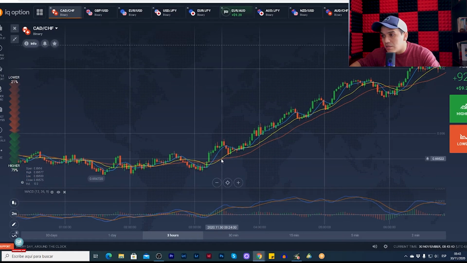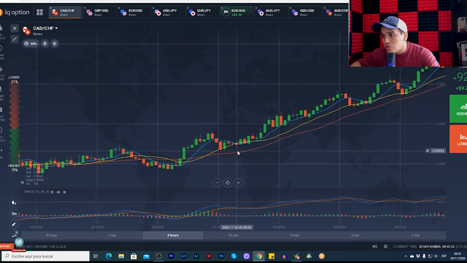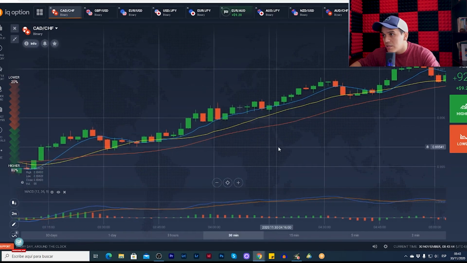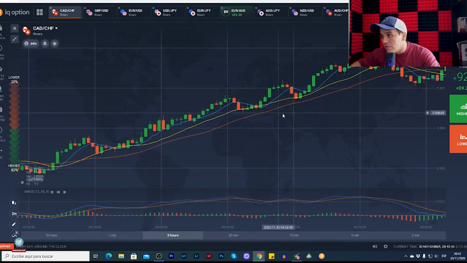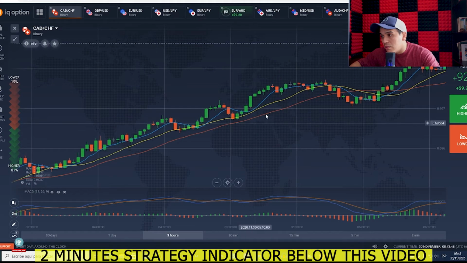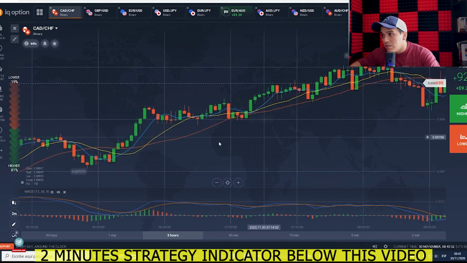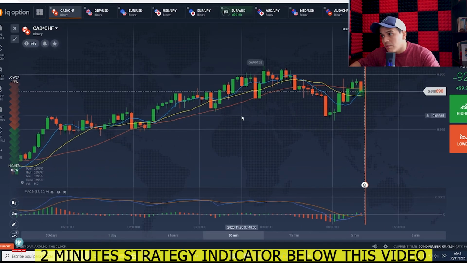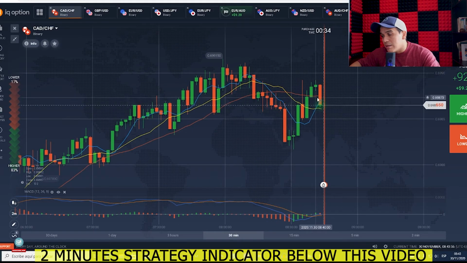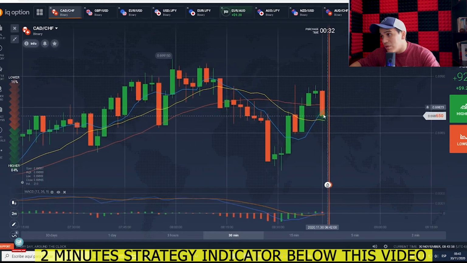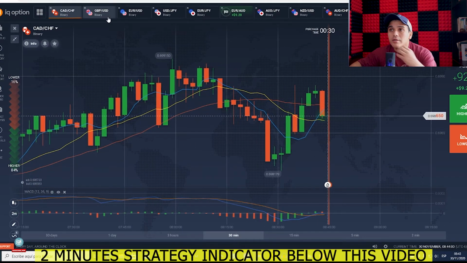This one was in the money. This one looks out of the money. Out of the money too. This one is in the money. And this one, the last one, was in the money. This one is out of the money.